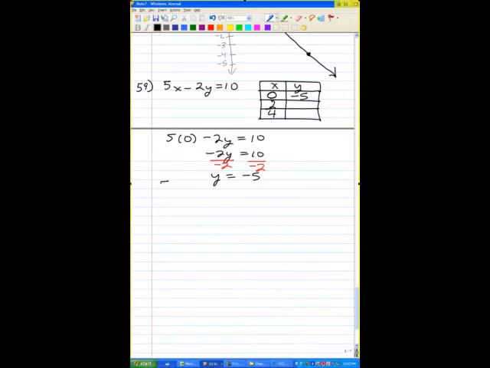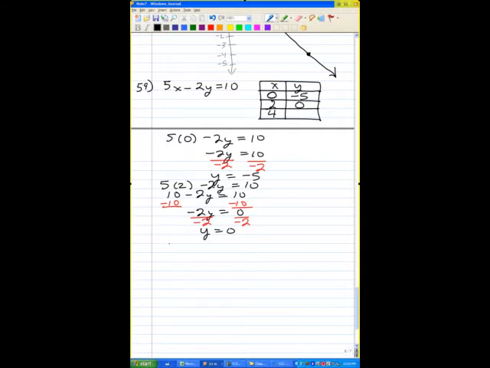Let x equal 2. 5 times 2 is 10. So by the additive property of equality, I'll subtract 10 from both sides of my equation in order to isolate y on one side of my equation. So negative 2y equals 0. And so divide both sides of my equation by negative 2 in order to solve for y. So by the multiplicative property of equality, y is equal to 0.